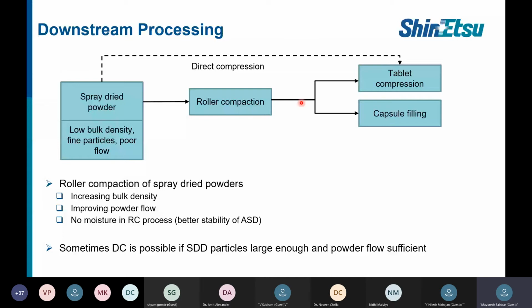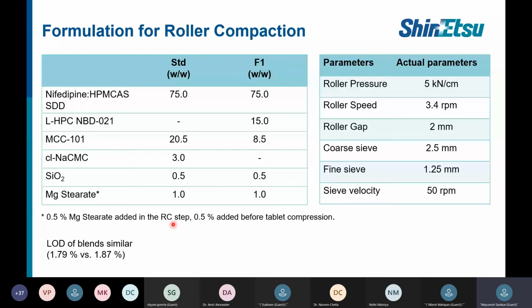So roller compaction of spray dried powder can help to increase the bulk density or to improve the powder flow. And sometimes there is the advantage that no moisture is there in the RC process. That's why from the stability perspective also it is very much efficient. So probably those factors should also be considered. There is just one small example of how this nifedipine HPMC AS solid dispersion we have used for the roller compaction.